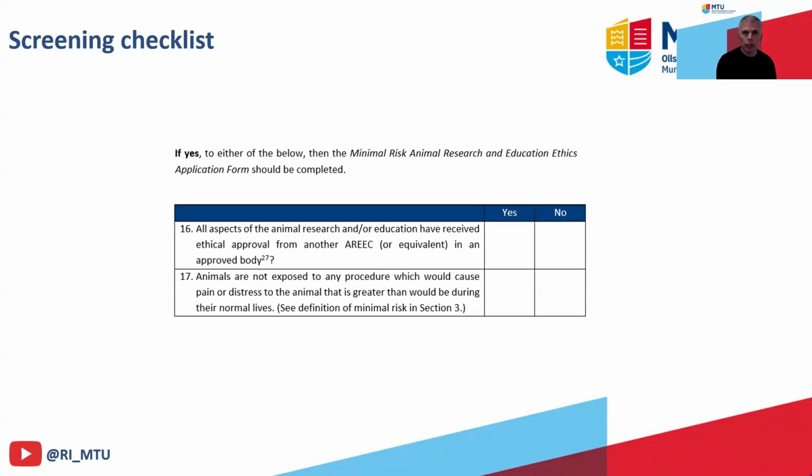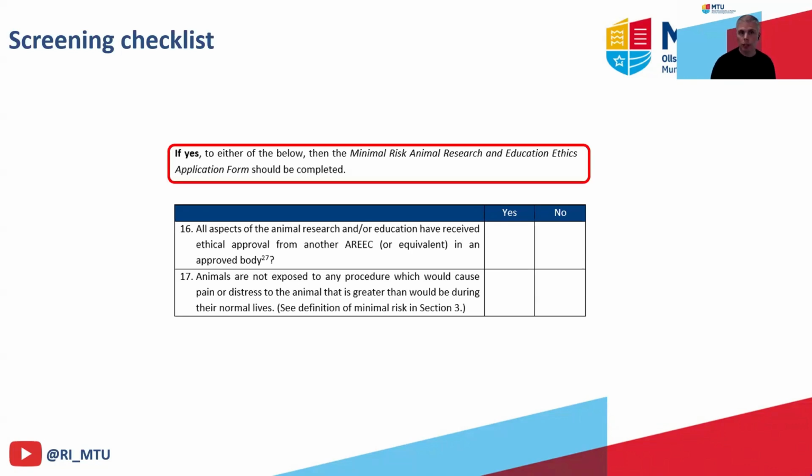So you're engaging with an external collaborator, they're the PI, they've got the ethical approval, and you're letting the university know that this is actually happening. That would fall under this minimal risk bracket. Essentially, the first, number 16 there, speaks to what I just said about the external collaborator. And number 17 speaks to where you're not causing any pain or distress to the animal greater than would be encountered during normal lives.